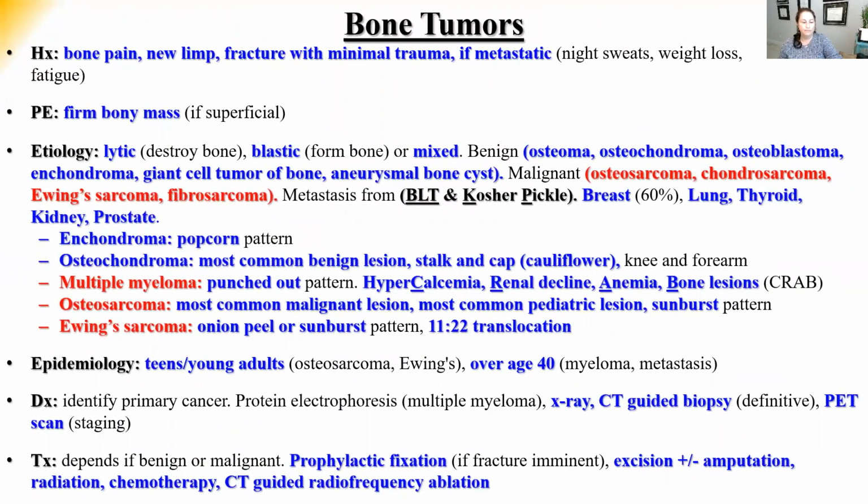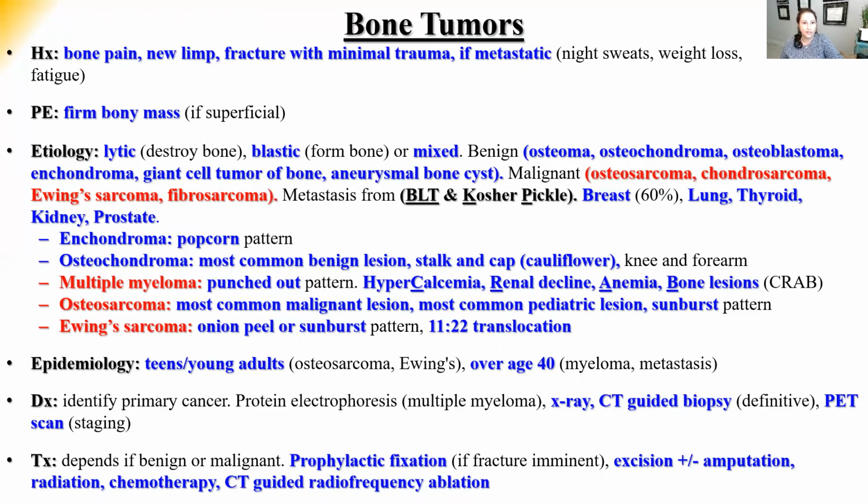Bone tumors. In bone tumors, we talked about sarcomas, which is soft tissue tumors. In bone tumors, these can either be lytic tumors where they destroy the bone, blastic tumors where they grow bone, or a mixed origin for this. In the history, look for a new onset of bone pain, a new limp, a fracture with minimal trauma, if it's a pathologic fracture in that area that's compromised.